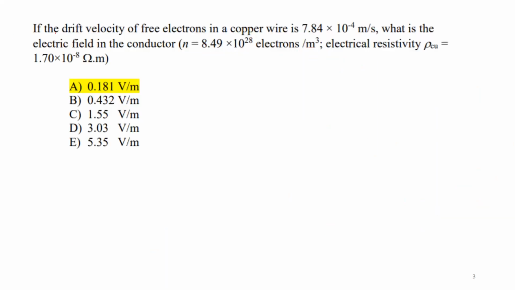So here I give you the drift velocity of a free electron in a wire, and as you see, it's very small. V drift is 7.84 times 10 to the power minus 4 meters per second. If this is the drift velocity for a free electron in a copper wire, what is the electric field in the conductor? Again, this drift speed is the speed at which electrons are moving under the electric field.